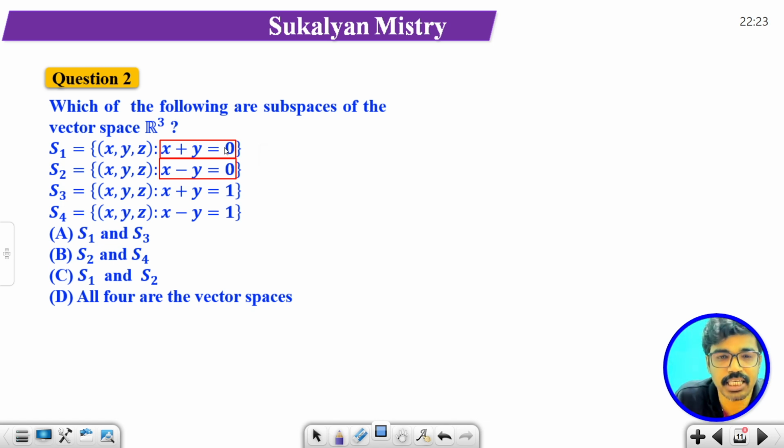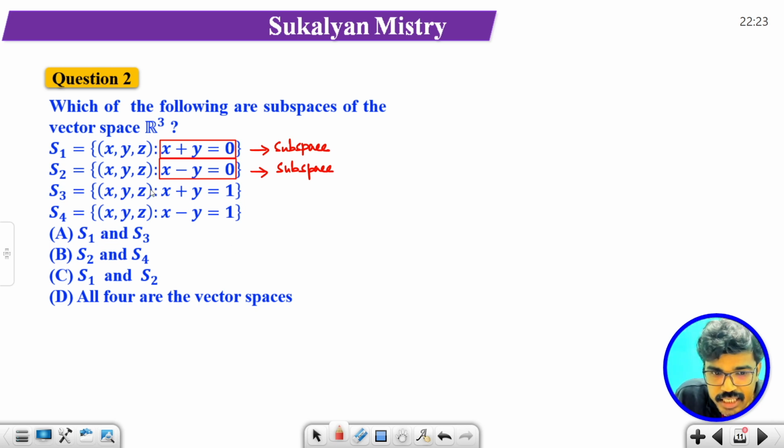So see, x plus y is equal to 0, this is a straight line passing through the origin. x minus y is equal to 0, that is a straight line passing through the origin, so that must be a subspace. This is a straight line passing through the origin, that is also a subspace. It is very, very important: any straight line passing through the origin must be a subspace.